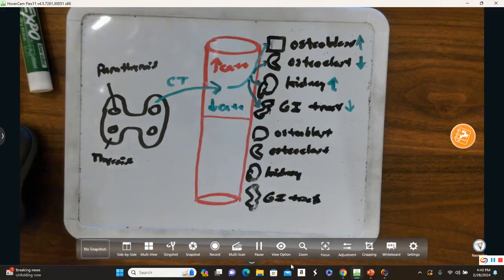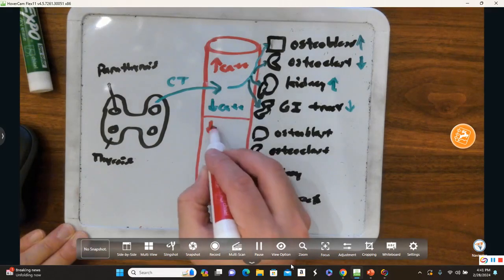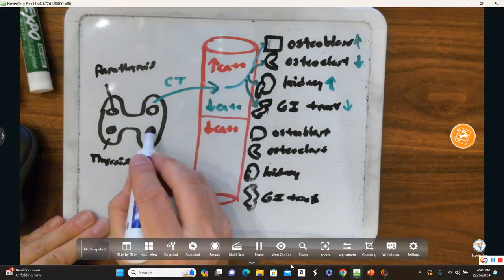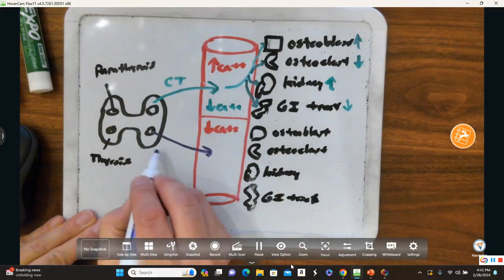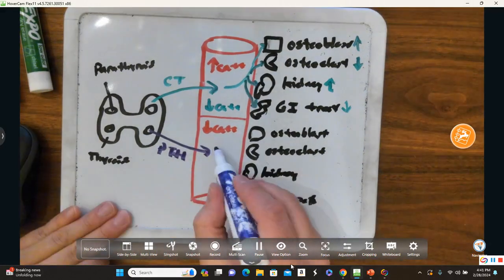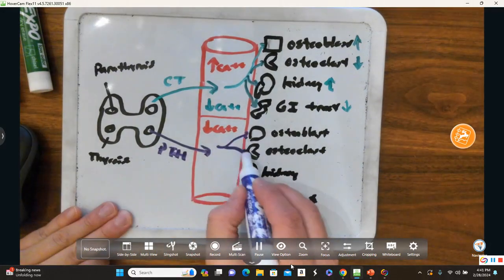Now, let's say that we had low calcium, not enough calcium in the blood. Here's where we need our parathyroid gland to release the hormone PTH, parathyroid hormone. This is going to come out and go to all these tissues.